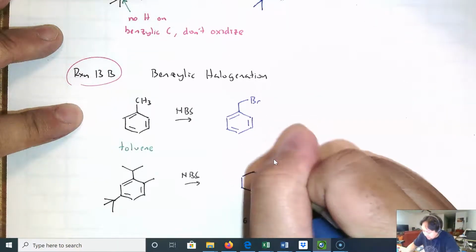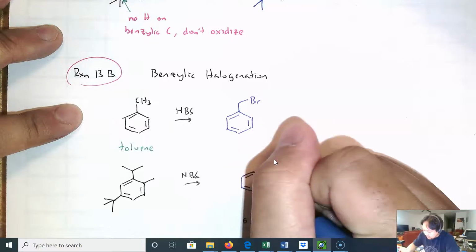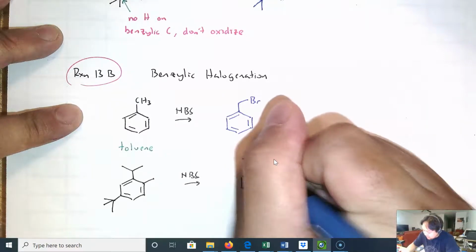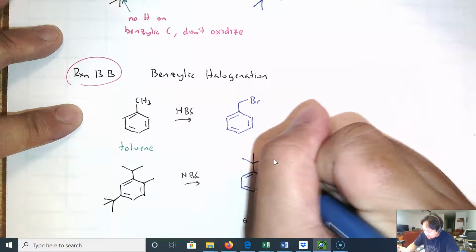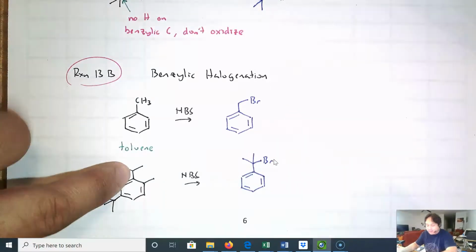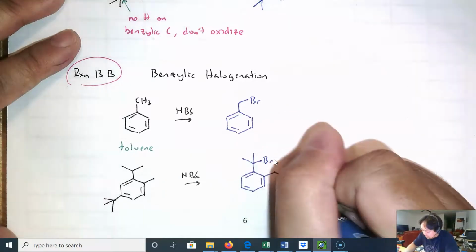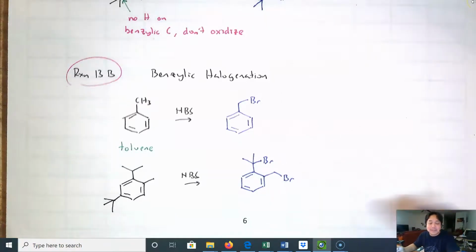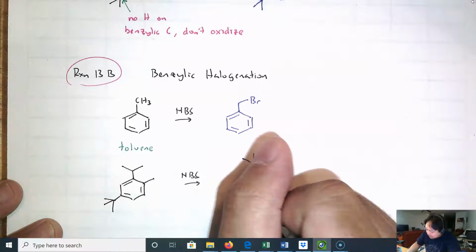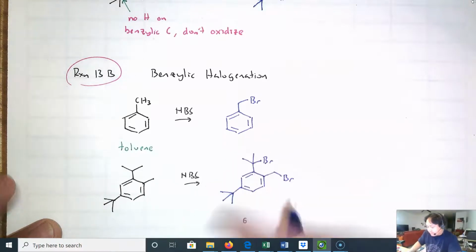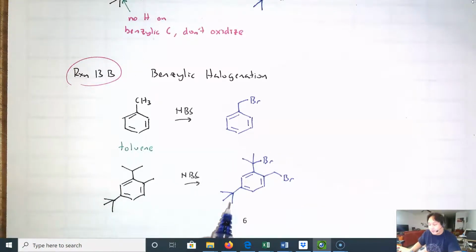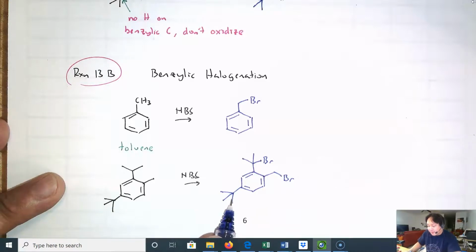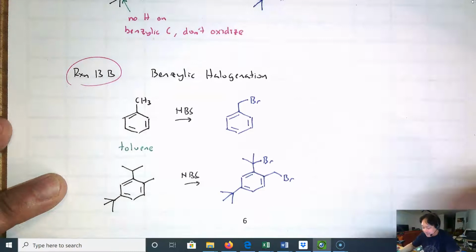You're not going to lose any carbons like we did for oxidation. So for this one, yes, we do have a hydrogen to replace. For this one here, we do have a hydrogen to replace. So those two bromines are at the benzylic position. But for your tert-butyl group, what? We don't have a hydrogen here. So how can you put a bromine here? You're not going to lose a carbon. Do you remember what the intermediate is?